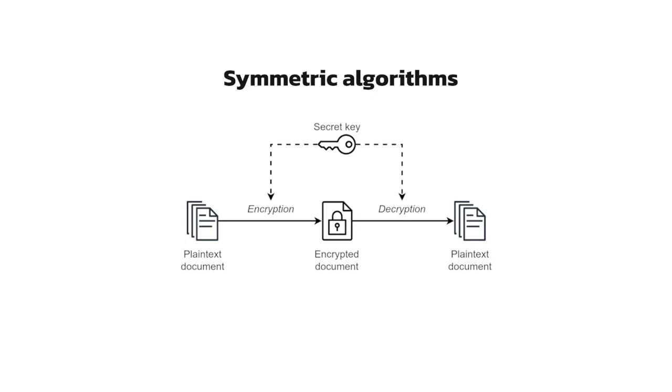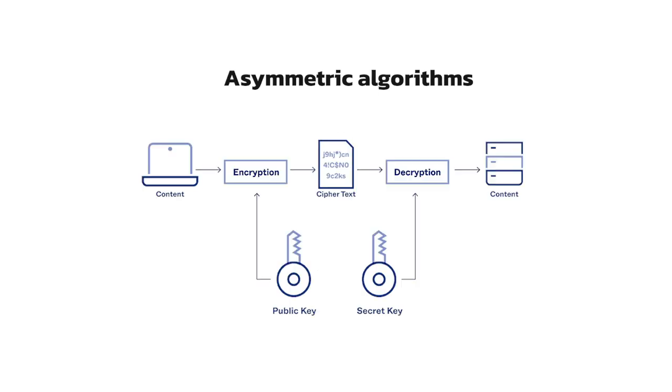There are two main types of signing algorithms. The first one is symmetric algorithms. These use a shared secret key for both signing and verification. Second is asymmetric algorithms. These use a public-private key pair. The private key signs the token and the public key verifies it.